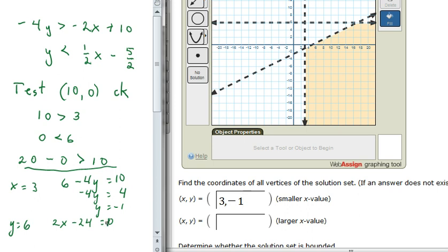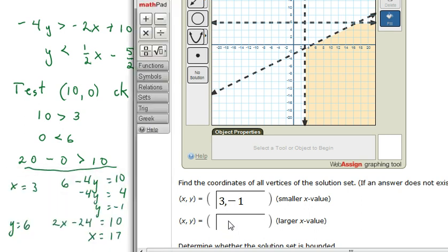Whoops, I've got a 10 there. I only wrote 1. Let me rewrite that 10. And so 34 divided by 2 is 17. So the ordered pair is 17, 6. And that looks appropriate on the grid.